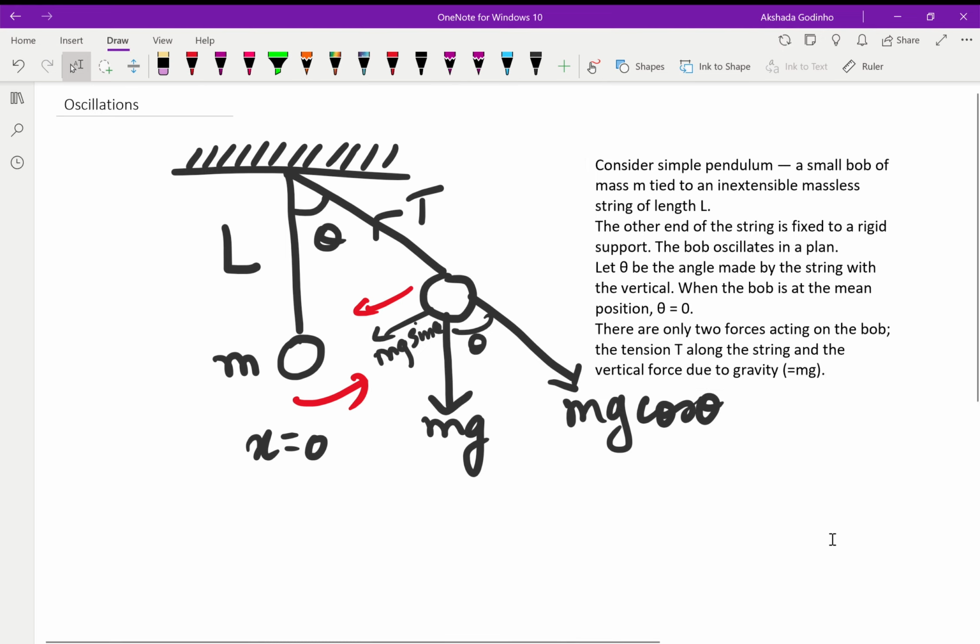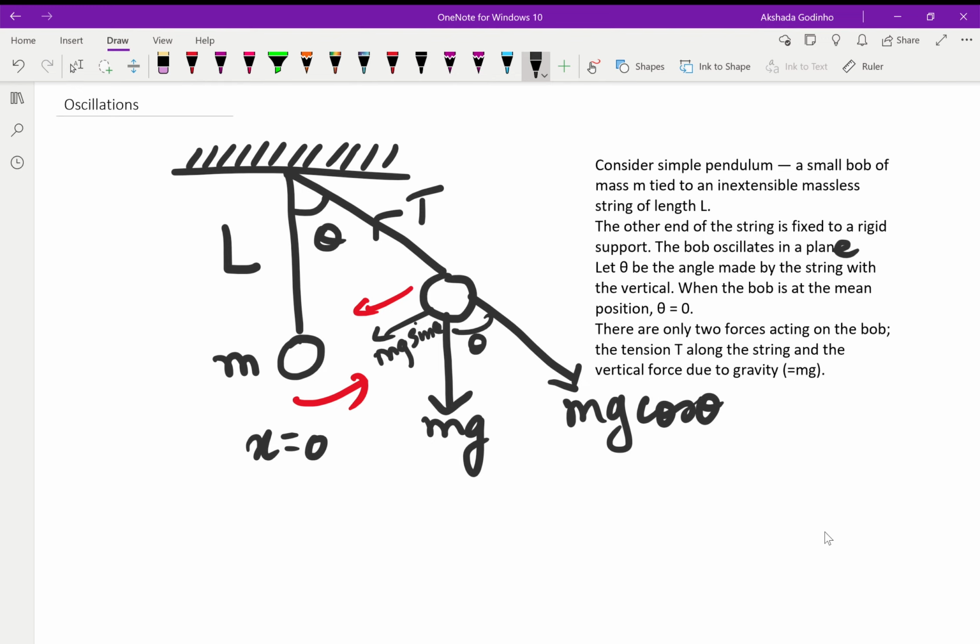You need to write: consider a simple pendulum which is having a small bob of mass m tied to an inextensible massless string of length L. The other end of the string is fixed to a rigid support. The bob oscillates in a plane, and let theta be the angle made by the string with the vertical. When the bob is at the mean position, what would be the value of theta? Yes, it's going to be 0.